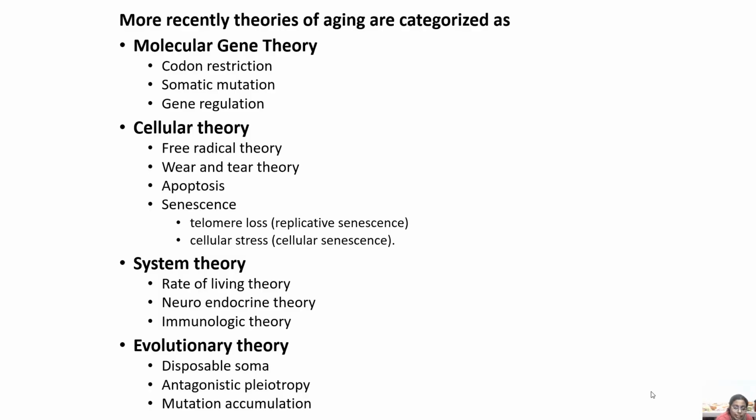More recently, theories of aging are categorized as the molecular gene theory, clonal restriction, somatic mutation, gene regulation, or cellular theory, free radical theory, wear and tear theory, apoptosis, senescence, telomere loss, cellular stress, system theory, rate of living theory, neuroendocrine theory, immunologic theory, and the evolutionary theories: disposable soma, antagonistic pleiotropy, and mutation accumulation.